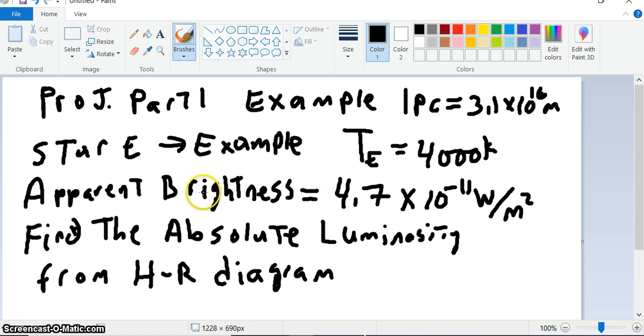And its apparent brightness, something you can measure in the telescope, is measured at 4.7 times 10 to the minus 11th watts per square meter. Okay, so now the job, and this is exactly like the problem that is given to you with the star Sirius, is to find the absolute luminosity of my example star from the HR diagram. All right, so we're going to do that.